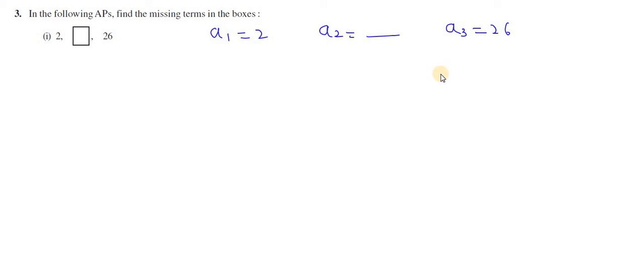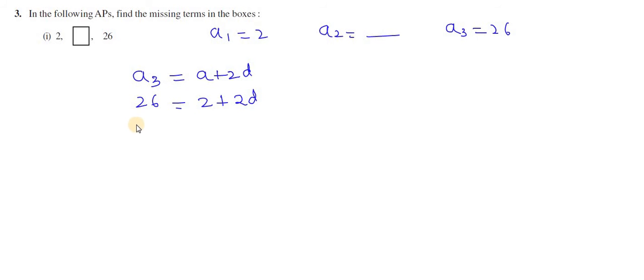How to find it now? Actually we have a trick here, and it's very simple. We know what A3 is. A3 is nothing but A plus 2d, right? We know the A3 value is 26. From this we find the d value, and also we know A1 is 2. So 2 plus 2 into d.